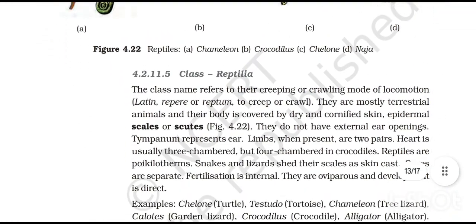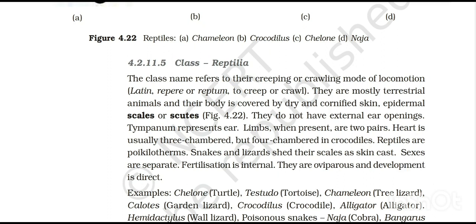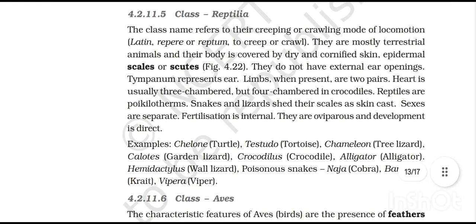Then Reptilia, the class Reptilia. As the name suggests, they show creeping or crawling mode of locomotion, mostly terrestrial. They bear minute scales or scutes on their body surface. They have no external ear opening, and a tympanum represents the ear. Limbs, when present, are two pairs. Heart is usually three chambered but four chambered in crocodiles.